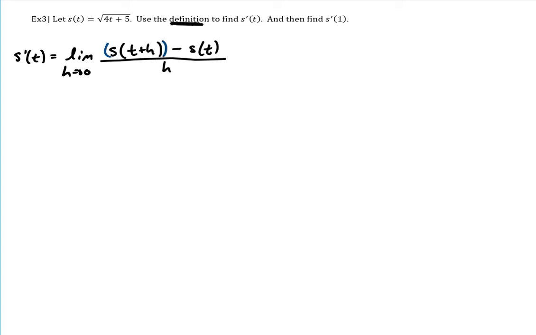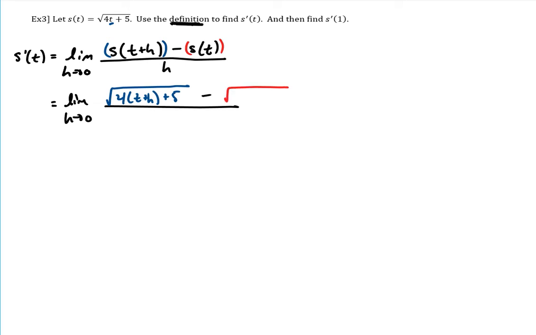And then now I'm just going to sub these in. Let's do this in one big line as well. I don't think we'll need scratch work for this. You'll see why very soon, where we've got our s of t plus h, plugging in the t right here into our square root function. So we'd have 4 times t plus h and then plus 5. And then we have our minus s of t, which is just the original function there, so the 4t plus 5 like that. And then it's still all over h.